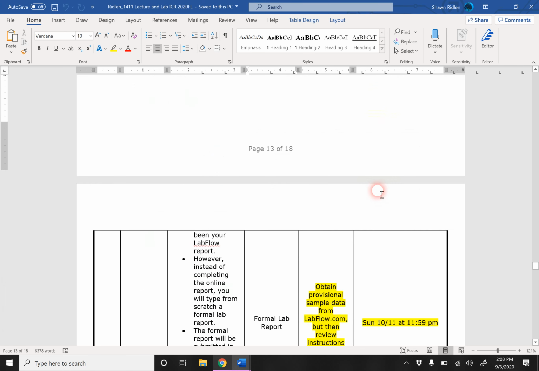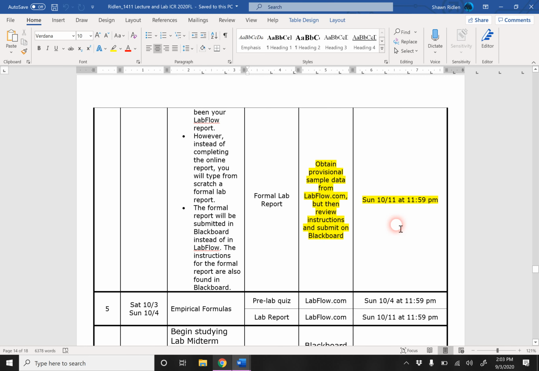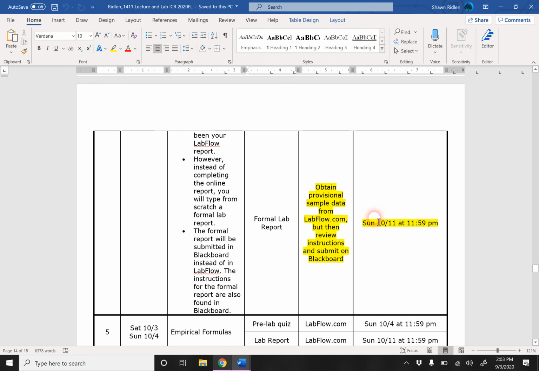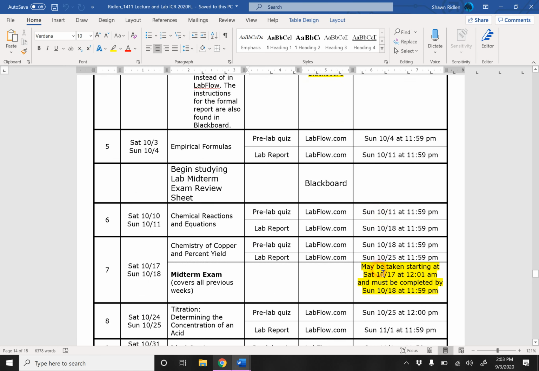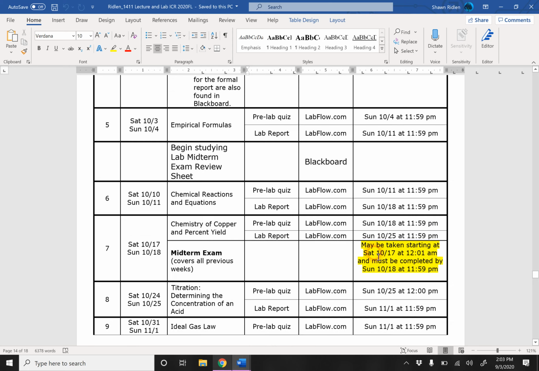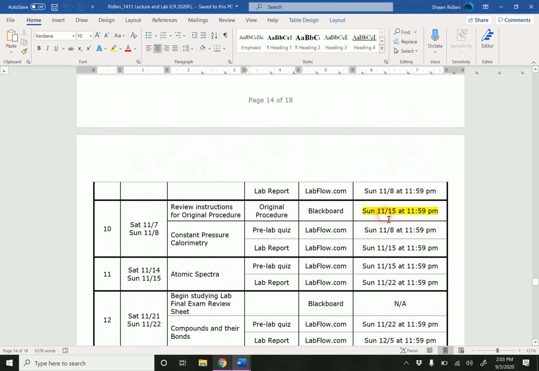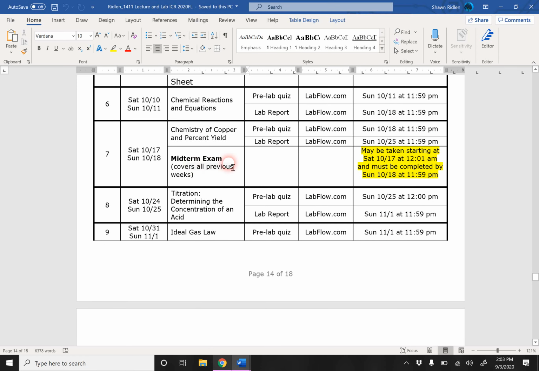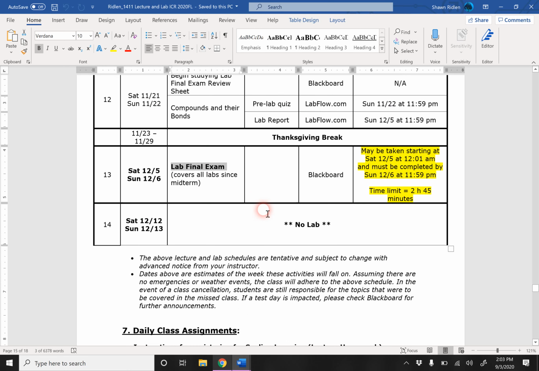Then you'll see some special due dates, which I've tried to highlight, for things like your formal report, where I'm giving you extra time because it's going to take you a little bit longer. We'll discuss those when they come up. You'll see all your due dates and everything. I tried to make these as accurate as I could. If you catch any mistakes in the schedule or something looks funny, please let me know. It's possible I made a mistake. You'll also see the midterm exam, and your final exam will be at the end of the semester.